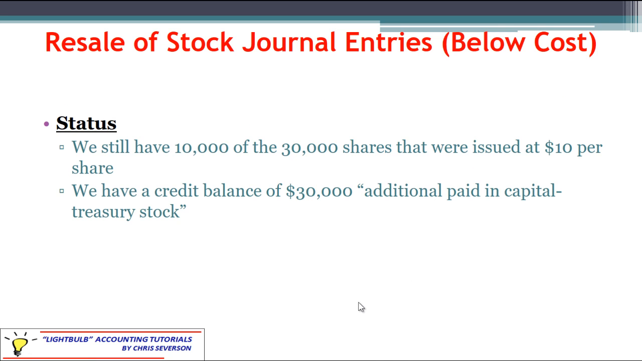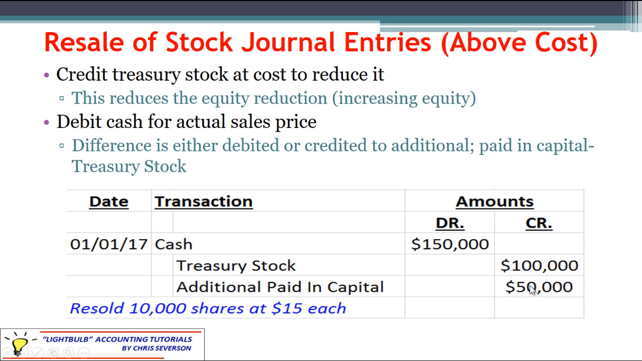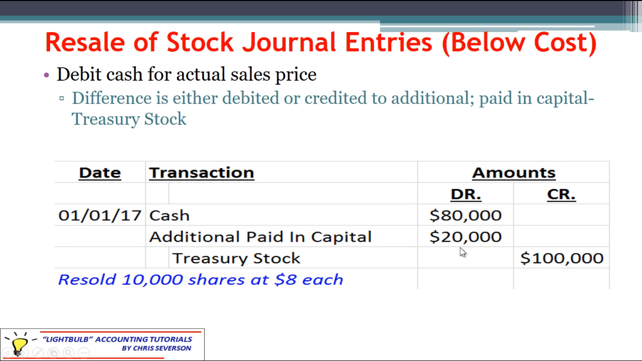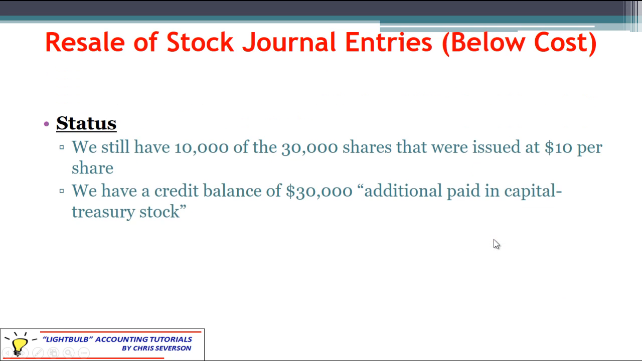Before we go to our last entry, let's take a look at where we are sitting currently. We still have 10,000 of the 30,000 shares left that were issued at $10 per share. They were bought back at $10 per share. We have a credit balance of $30,000 in additional paid-in capital. Now, if we go back, that was the $50,000 that we set up initially minus the $20,000 we've already used. So we have $30,000 left.